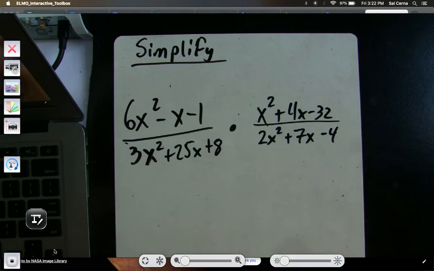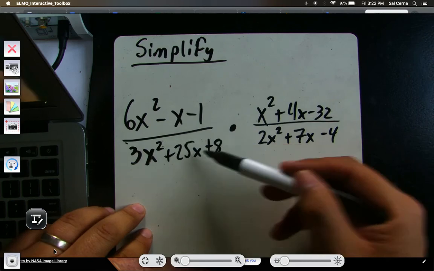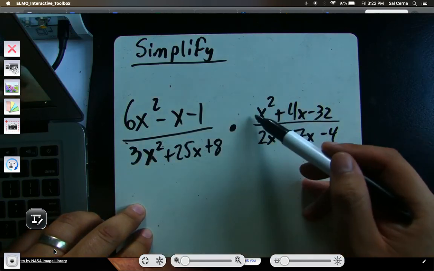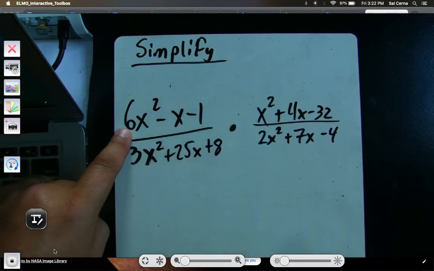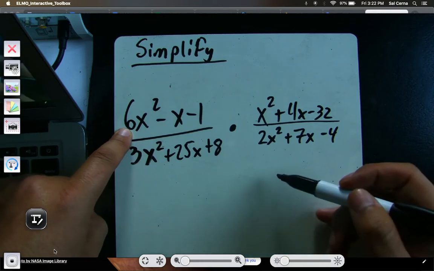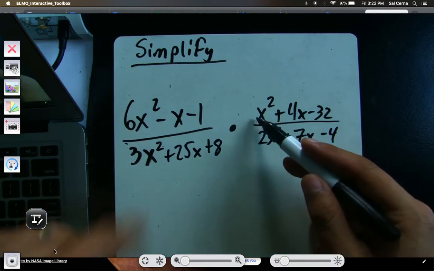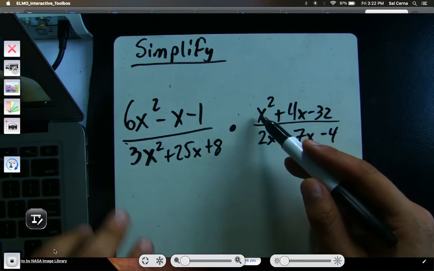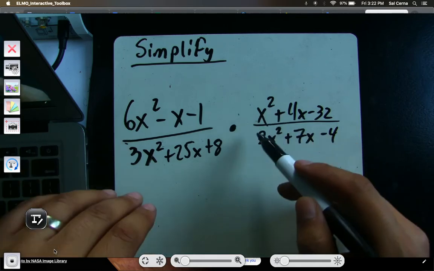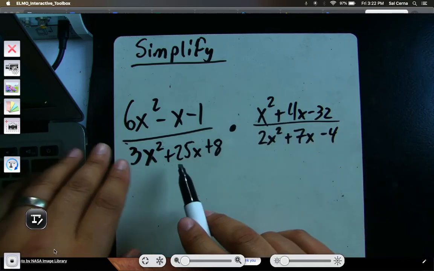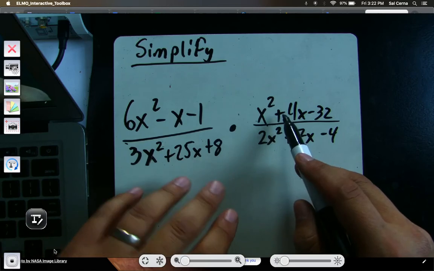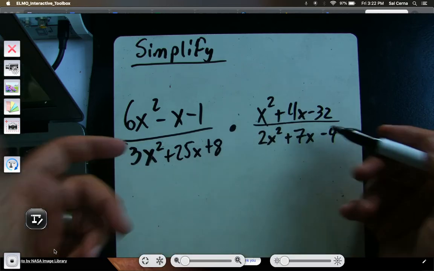And we're going to multiply these two rational expressions. If we notice here, they're in quadratic form. I also take a look at the leading term's coefficient. This is 6, this is 3, this is 2, and this is 1. And why is that important? Because I can start thinking of which ones are more challenging and which ones are easier to factor. And our goal is to write them in factored form.